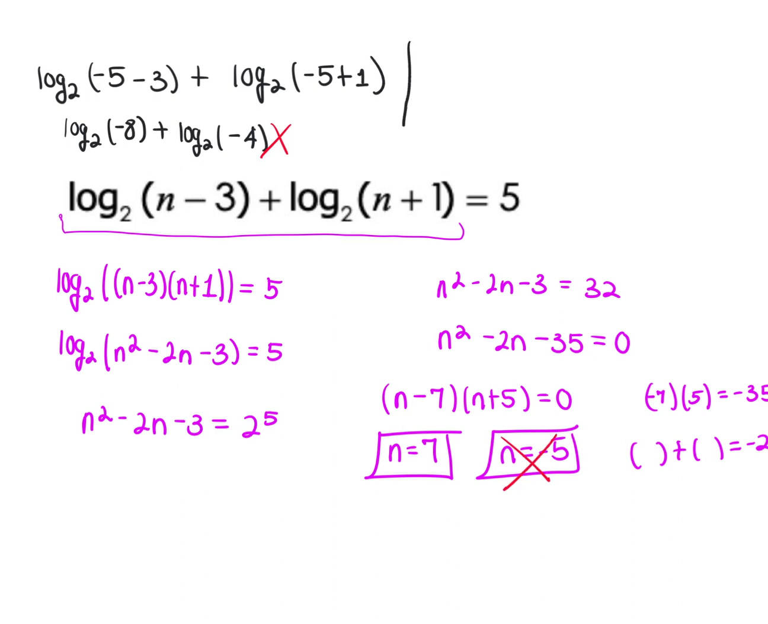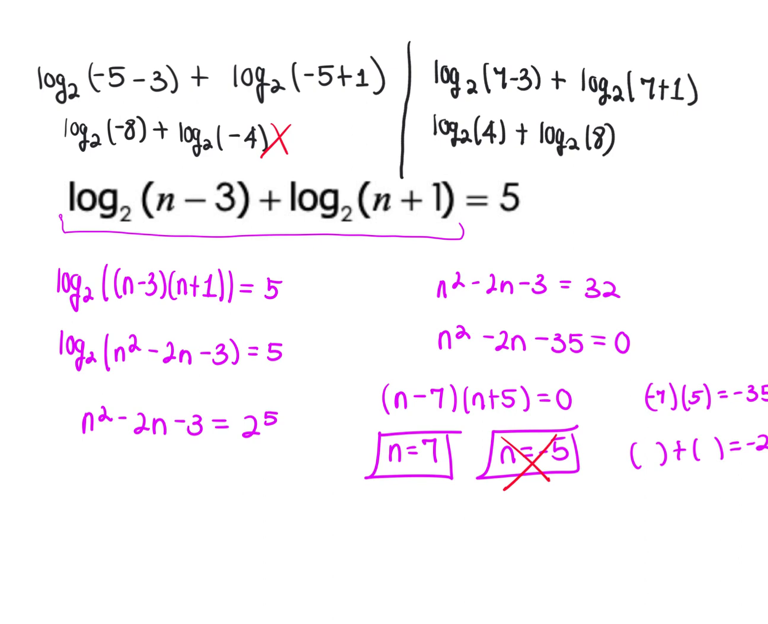Now, if we try 7, we have log base 2 of 7 minus 3 plus log base 2 of 7 plus 1, which is log base 2 of 4 plus log base 2 of 8, which is log base 2 of 32, which ends up being just 5.